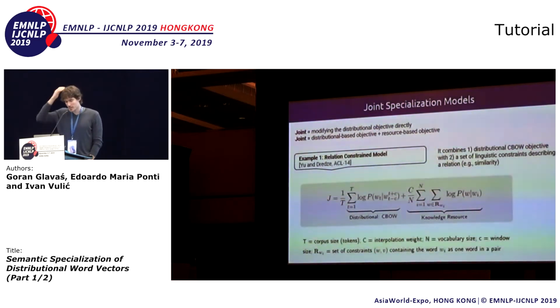Okay, so now we're moving towards the main idea behind joint specialization models. This is one of the seminal papers, ACL 2014 from Yu and Dredze. And the idea is actually, as I mentioned, quite simple. As you pretty much know how CBOW and skip-gram work.